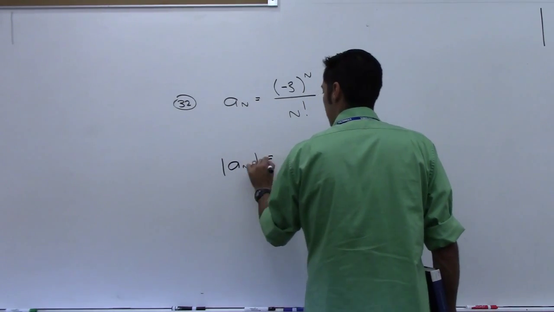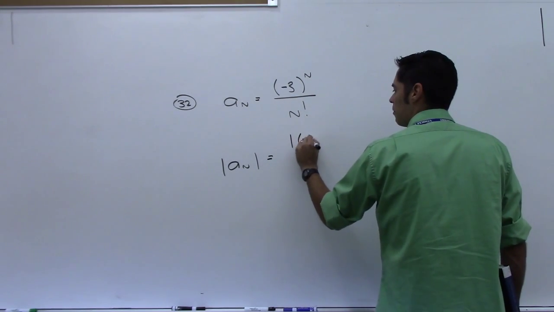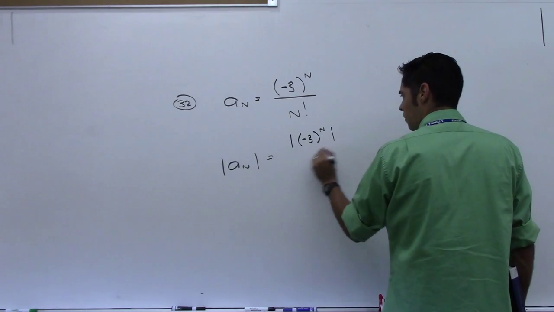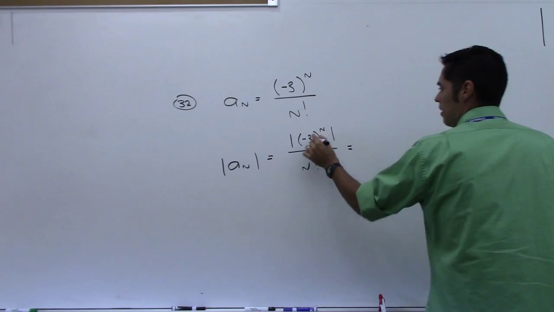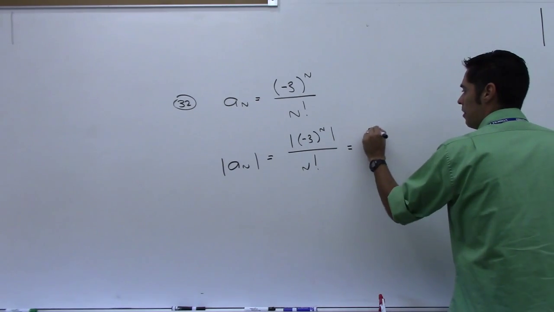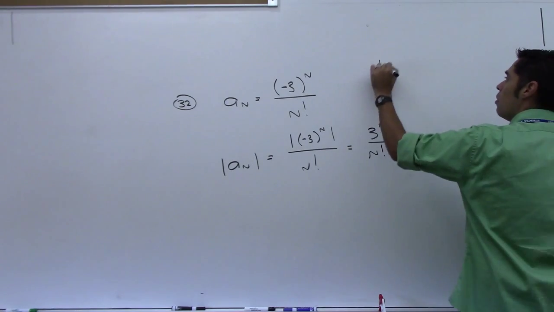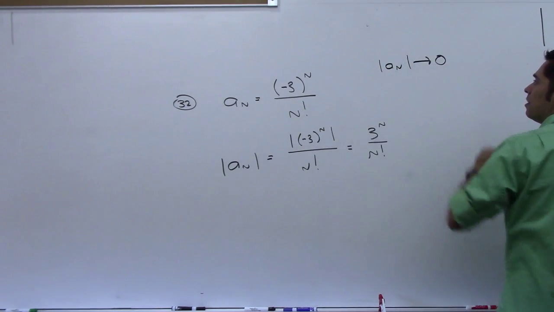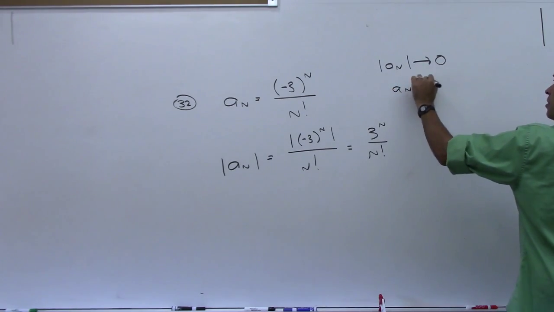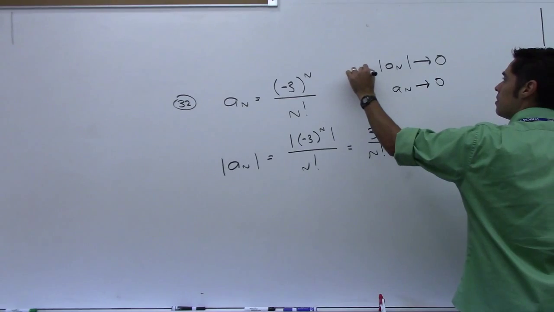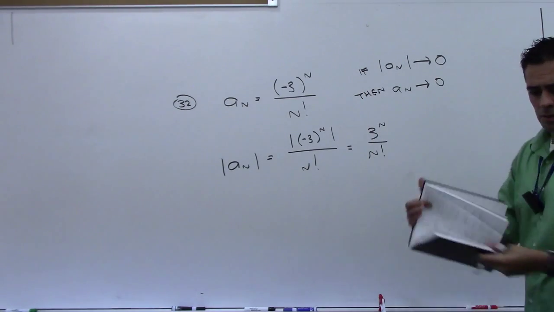Let me look at the absolute value of this. If I take the absolute value of negative 3 to the n over the absolute value of the factorial, it is still the factorial. This takes away that negative, so you just get 3 to the n over n factorial. And what I'm hoping for is that this thing goes to 0, because the theorem told us that if the absolute value of the sequence goes to 0, then the sequence itself must go to 0. So if this, then this. So I'm hoping this goes to 0. So let me try it.